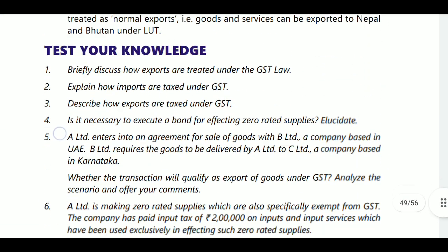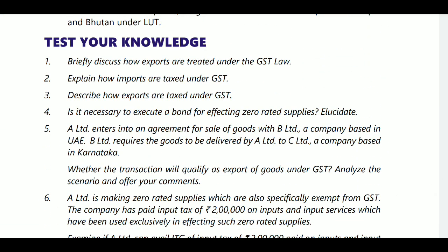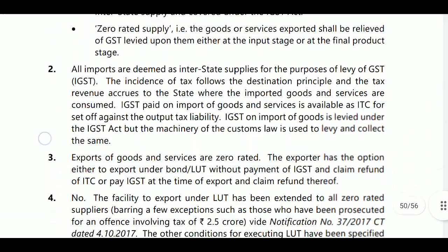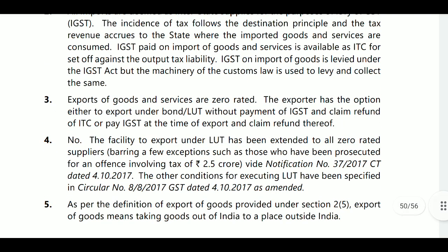And the third question: describe how exports are taxed under GST. This was already told in the first question, that it is treated as zero rated, and the exporter has the option. What is the option? The exporter has the option either to export under bond or LUT, that is without payment of IGST, and claim refund of ITC, or pay IGST at the time of export and claim refund thereof.